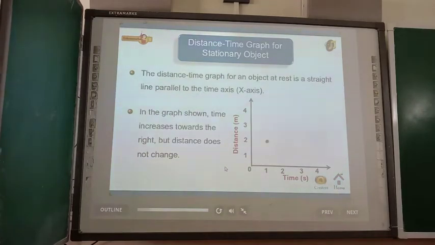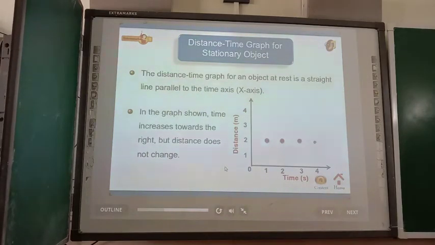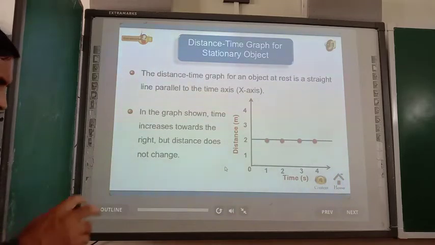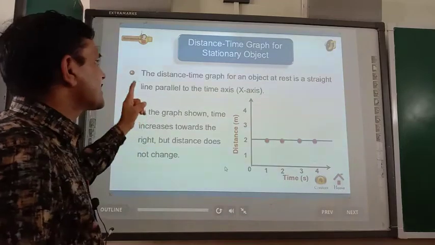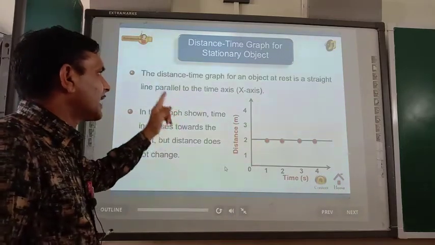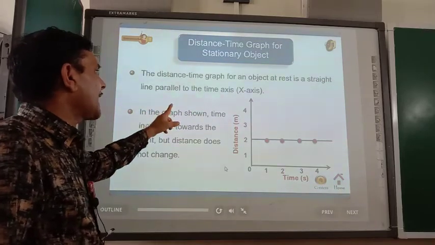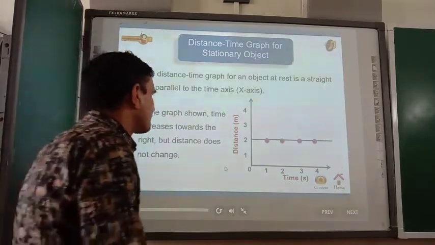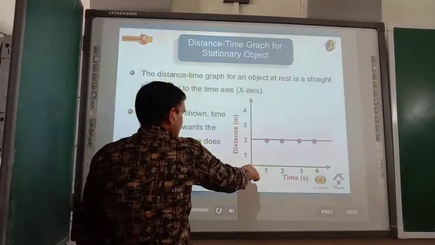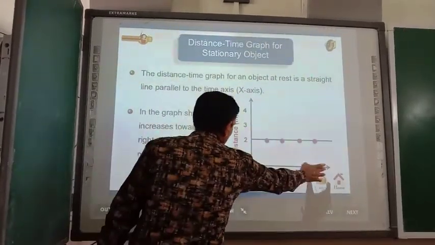Now, the distance covered by a stationary object remains the same with increase in time. Thus, we get a straight line parallel to the x-axis or time axis in the distance time graph. Dear cadets, just see here, the distance time graph for an object at rest is a straight line parallel to the time axis x. Now this side, what is there? This is the OY axis, this is the OX axis.